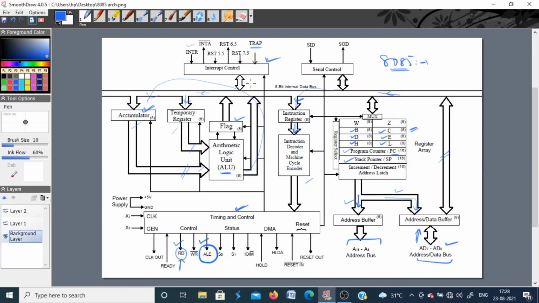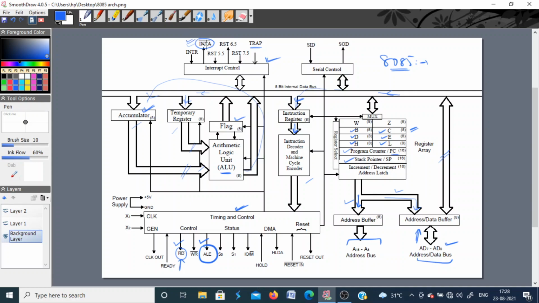Interrupts are basically used to interrupt the processor. If some other device wants to use the processor for some other task, it can send an interrupt signal to the processor. The processor will execute the current instruction, and it is up to the processor whether to respond to that interrupt or not. That is given by interrupt acknowledge.